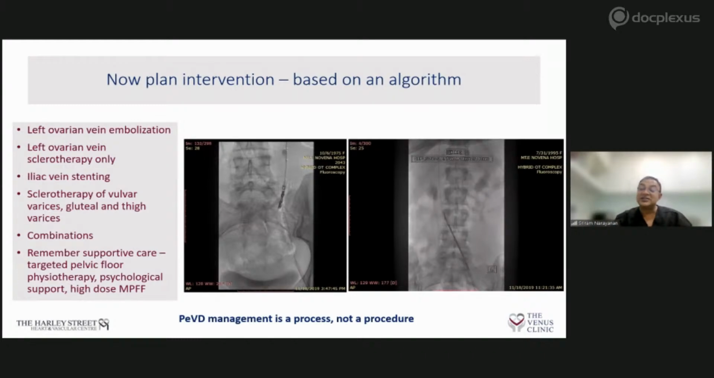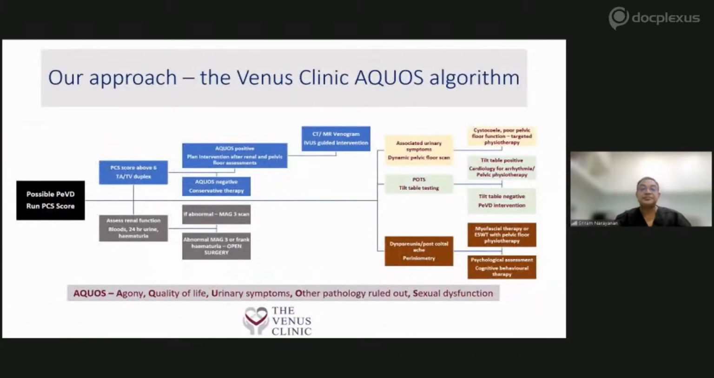And never forget the supportive care: targeted pelvic floor physiotherapy and psychological support, because a pain memory can stay even after treatment, so they might need cognitive behavioral therapy for that, and high-dose Daflon or MPFF. So we will discuss the next time on how you make these choices, but all these options for various conditions are available. So this is the algorithm we use, and we use the acronym AQUAS.